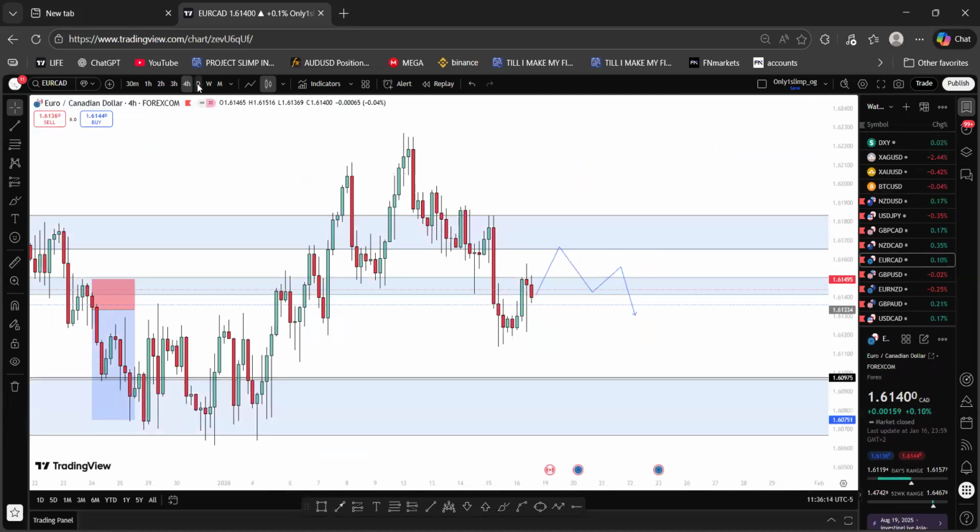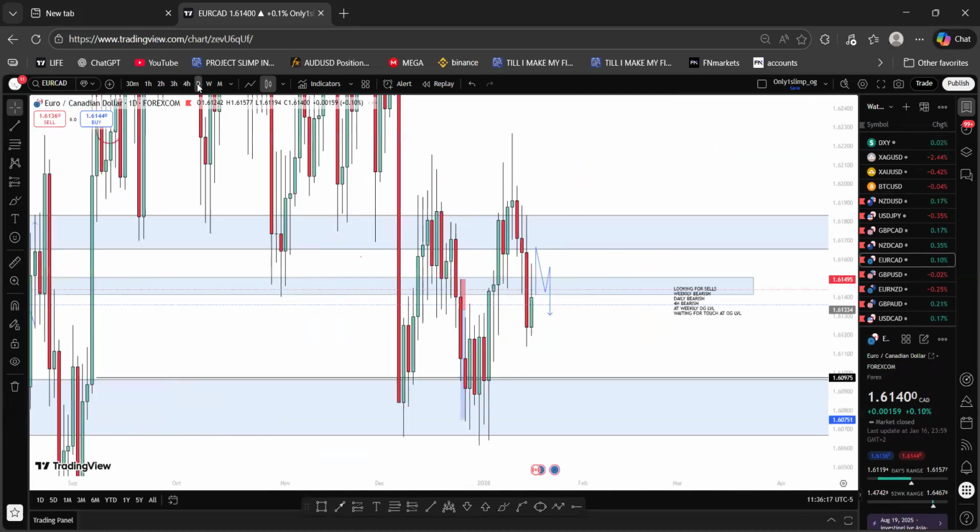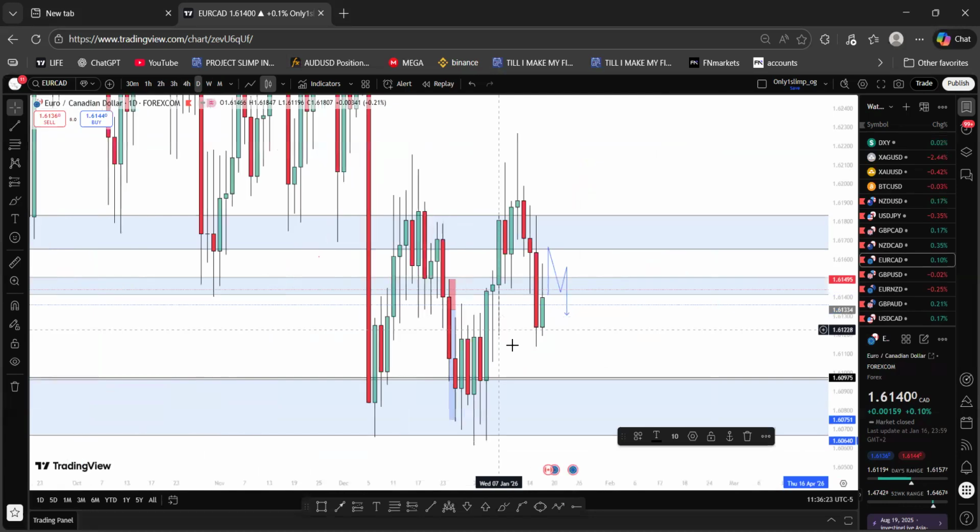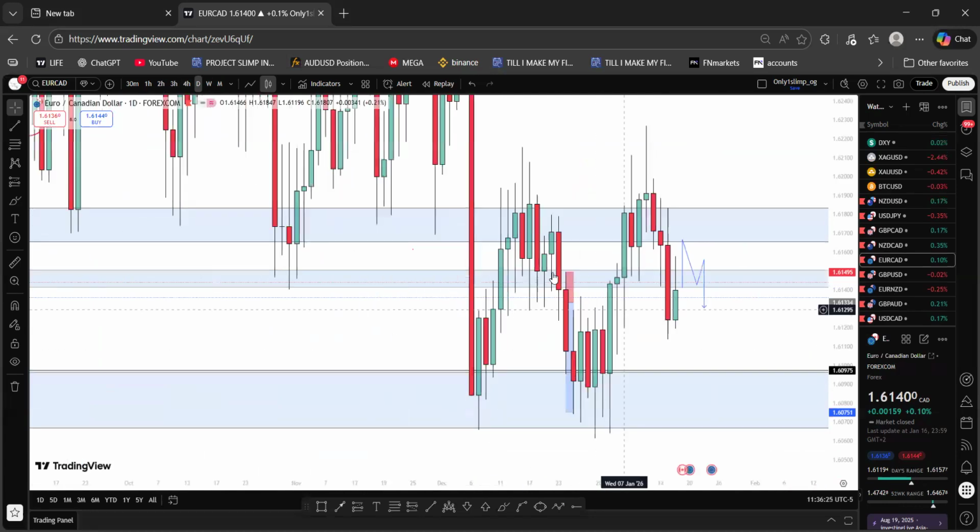This is EURCAD. And this is also a pair that respects NZD CAD or NZD USD. And if you remember, whenever we are below, we sell, and you can see the market broke below again.